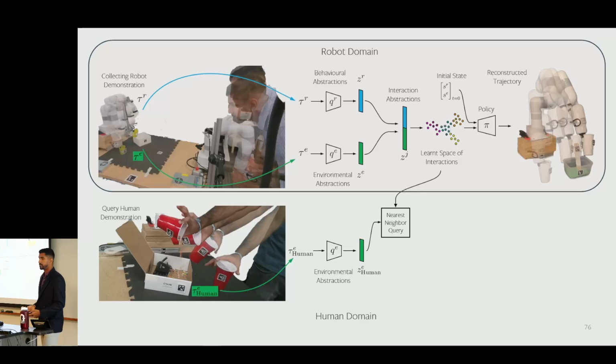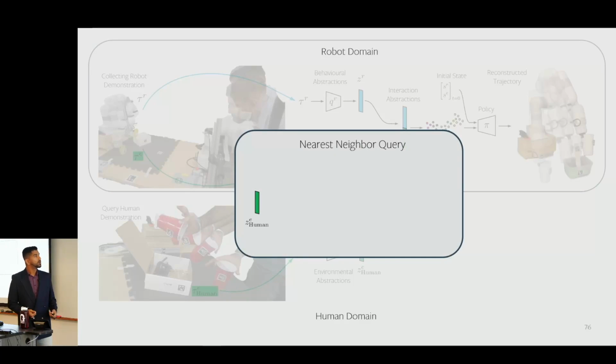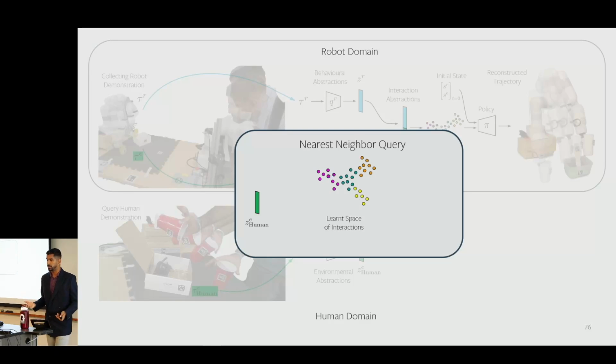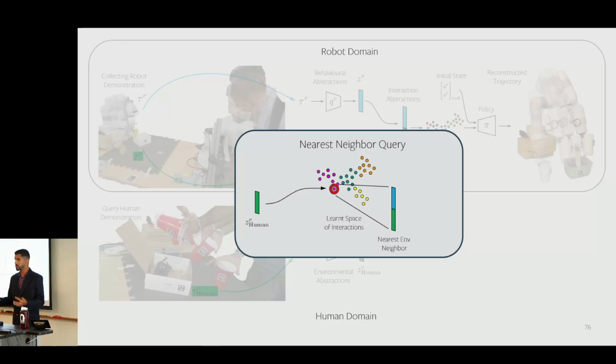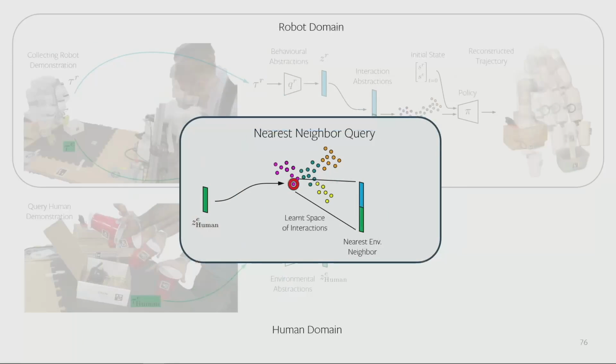So what does this look like? Well, we take this desired environmental abstraction, and you take your learned space of interactions on the robot domain. And let's consider a particular point circled in red here. Now, this point in red consists of two components, a blue behavioral component and a green environmental component. And perhaps this red point has the environmental component of it most close to the desired environmental abstraction ze human out of all of the points in the representation space.